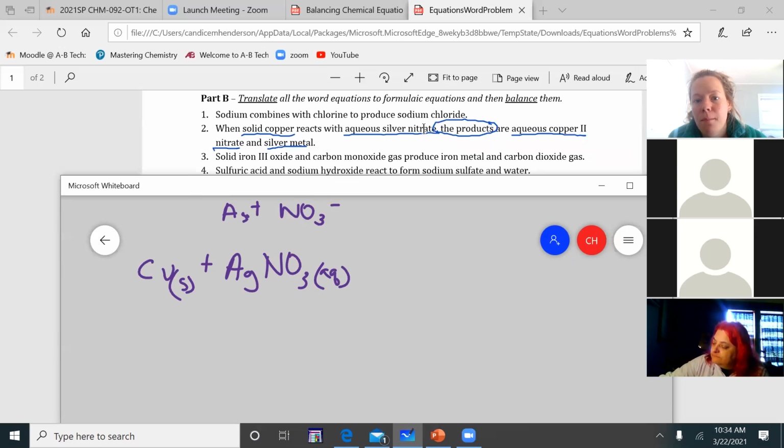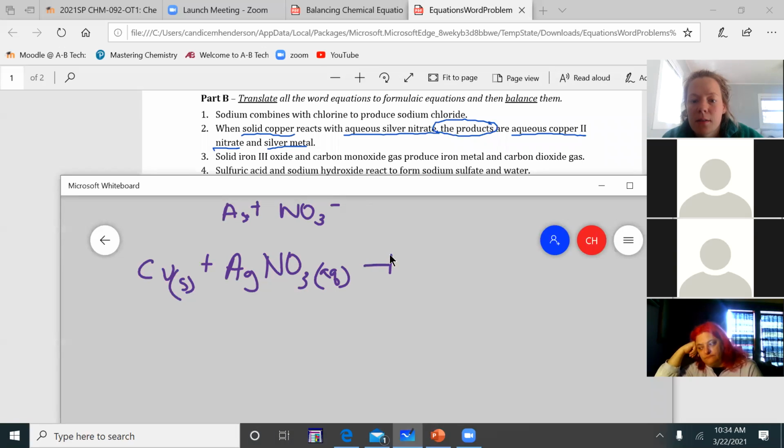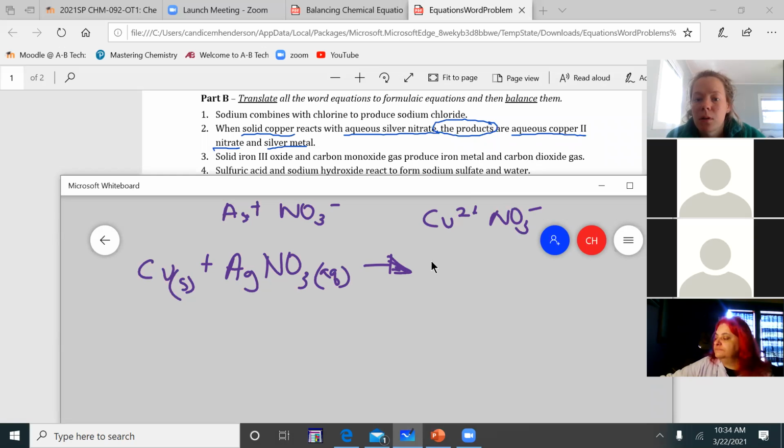All right, so I've got to go from this to this. The products are, so now we've got our arrow. I've got aqueous copper 2 nitrate. So what is copper 2 nitrate? That means that it's copper with a 2 plus charge combining with nitrate, which is always a minus charge. We flip-flop. When we flip-flop, we get Cu(NO3)2, plus silver metal, Ag, and I'm just going to say it's a solid. Oh, they said this was aqueous, right? AQ.